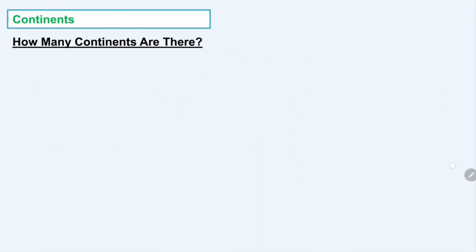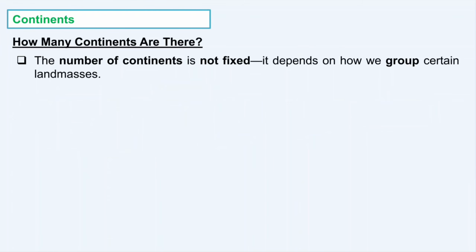So how many continents are there, as I've asked you before also? The number of continents is not fixed. Why not fixed? Yes, there is a worldwide adoption, but we can count them in different ways. That is why it has been said it is not fixed.